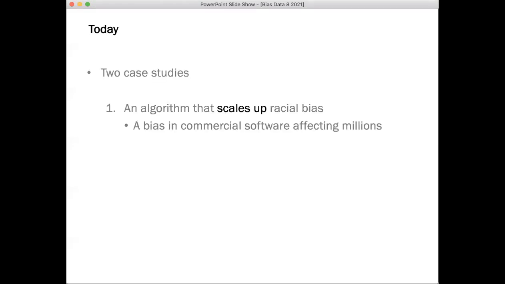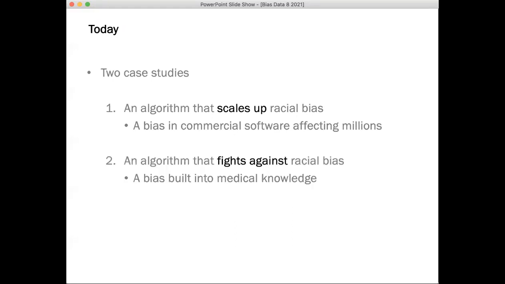So I'm going to do that by telling you two stories about two algorithms. The first one is an algorithm that scales up racial bias that we studied in the context of one particular company's algorithm that was sold to hospitals around the country and affected important medical decisions for millions and millions of patients. And so I think of this as the kind of evil twin, but there's also a good twin, which is an algorithm that, by contrast, actually worked to fight against a particular kind of racial bias that was built into medical knowledge, but that doctors actually did not know about until this algorithm pointed it out.